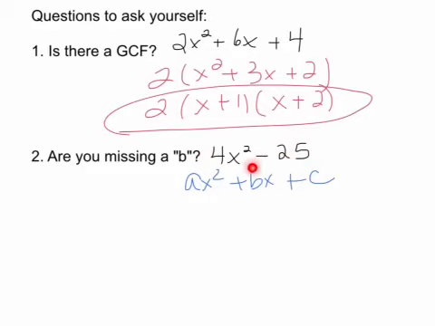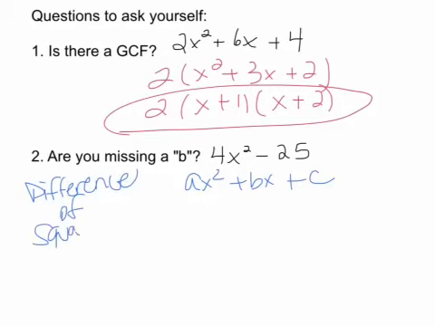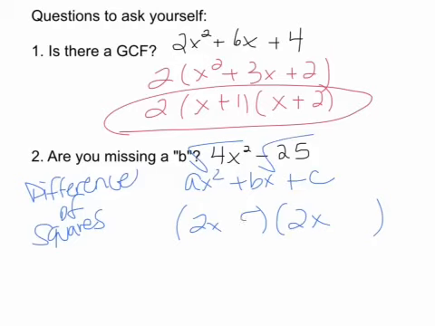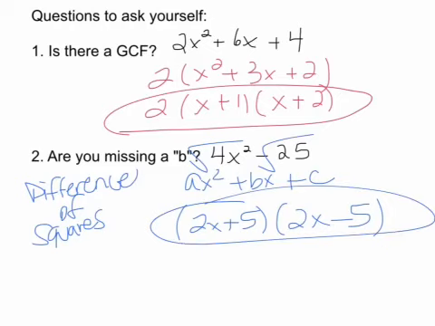If you're missing a b, you have something called a difference of squares. It means that those two middle terms canceled each other out. So you can take this, it's kind of like taking the square root of the first, 4x squared, which is 2x, and that's going to be the same in both of your parentheses, and taking the square root of the 25, which is 5, and one plus, one minus.